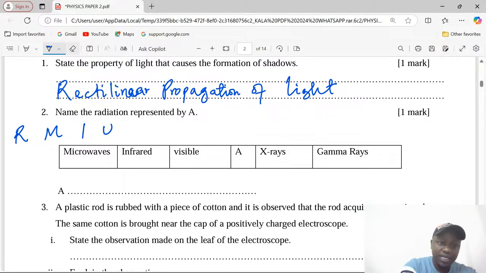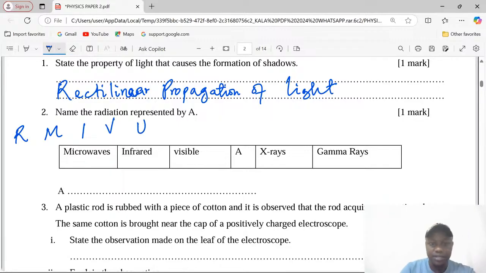So we have visible light, then the ultraviolet, then we have X-rays, then the gamma rays.